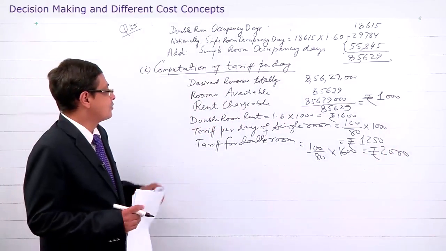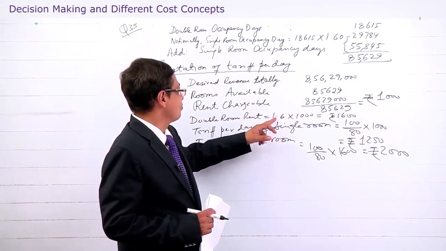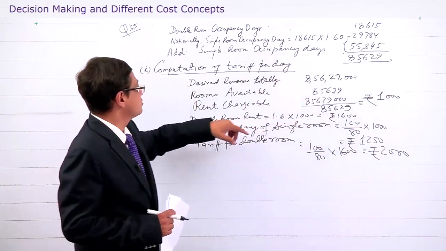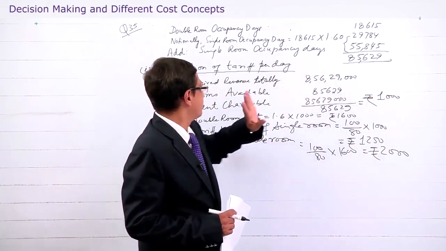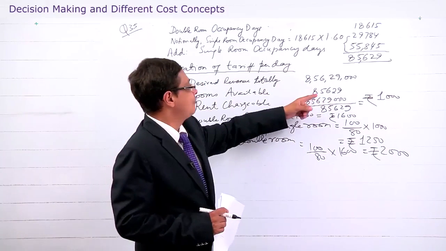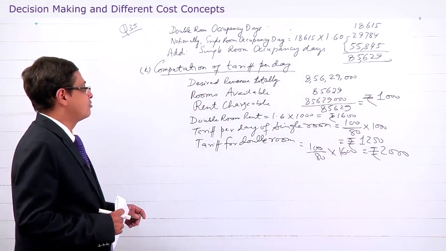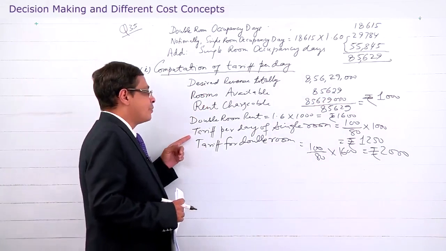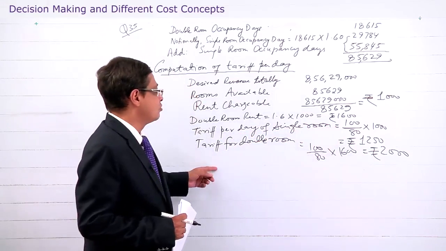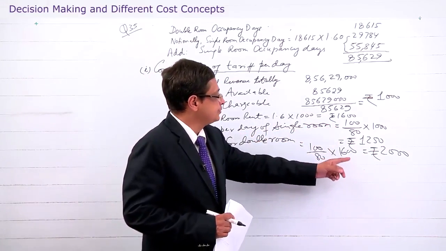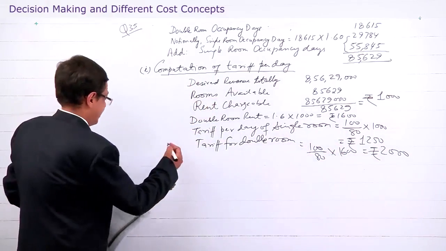So friends, what we have calculated? We have calculated double room rent, which is 1.6 time of the 1,000. How we have got 1,000? The revenue desired is 8 crore 56 lakh 29,000. Rooms were available 85,629. So when we divided, we got it at rupees 1,000. Now tariff per day for single room is 100 by 80 for 1,000 rupees, and for double room it is at the rate of 1,600. So we have got it rupees 1,250 and rupees 2,000 respectively.